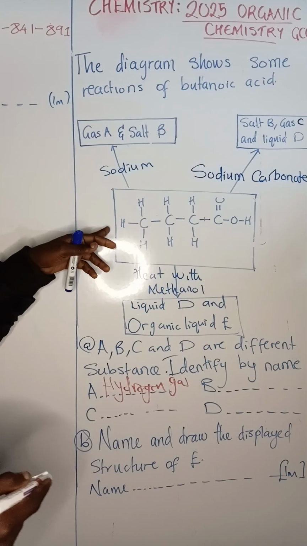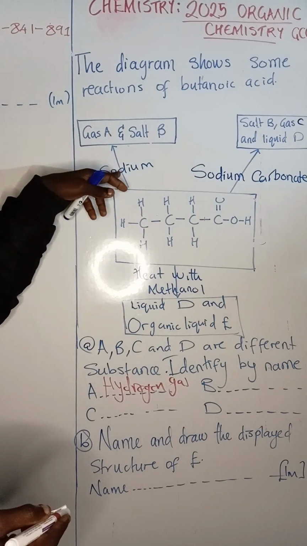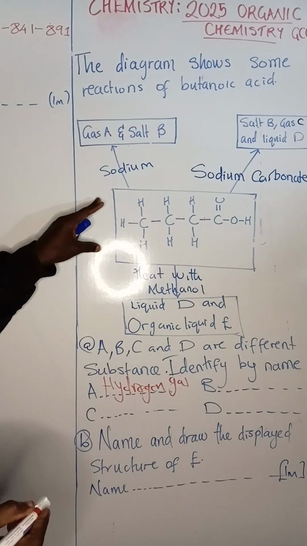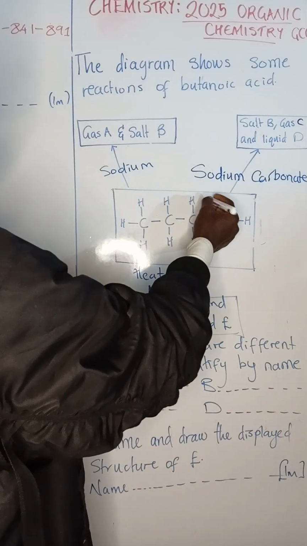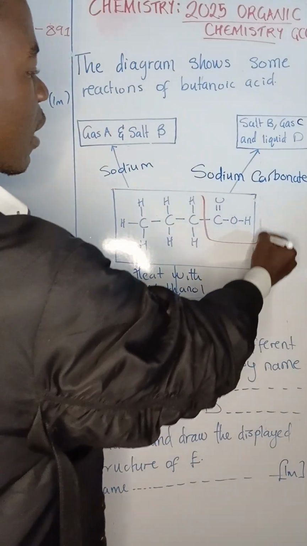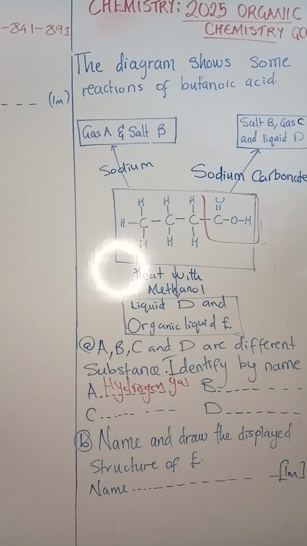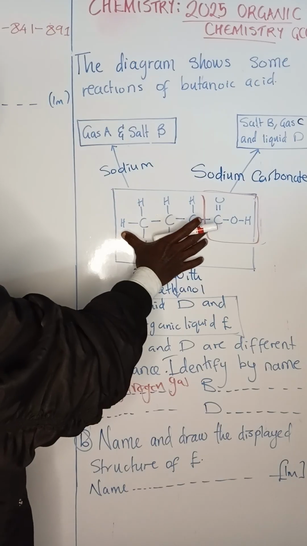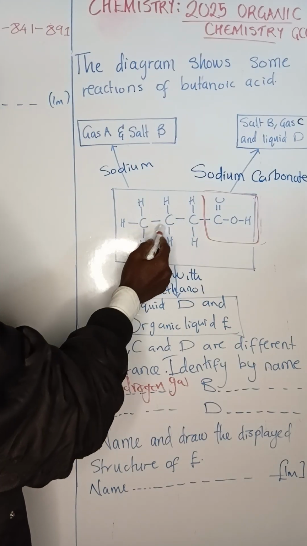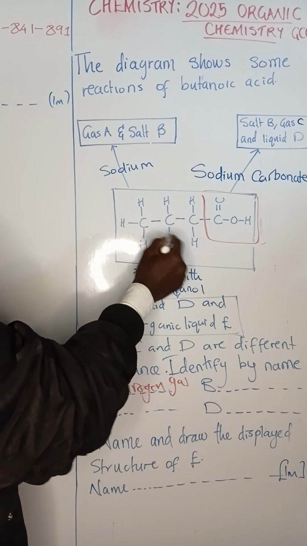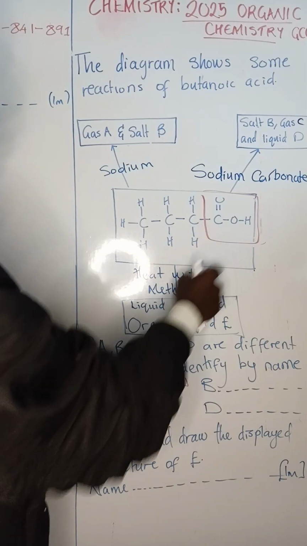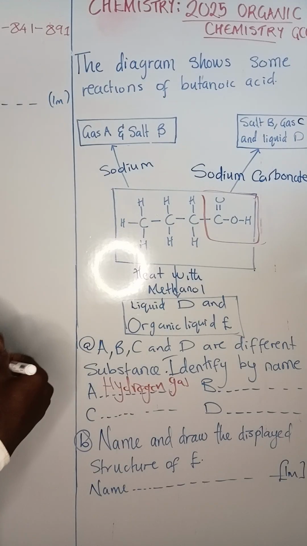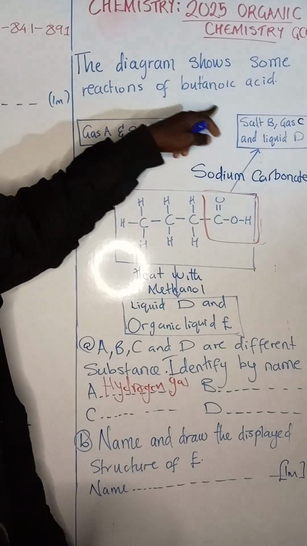Remember, this is butanoic acid, then this is sodium. What is it that is making it an acid? It's because of this carboxylic acid group. Are we getting the point? This is a butane like that, then after it combines with the carboxylic acid group, it forms butanoic acid.